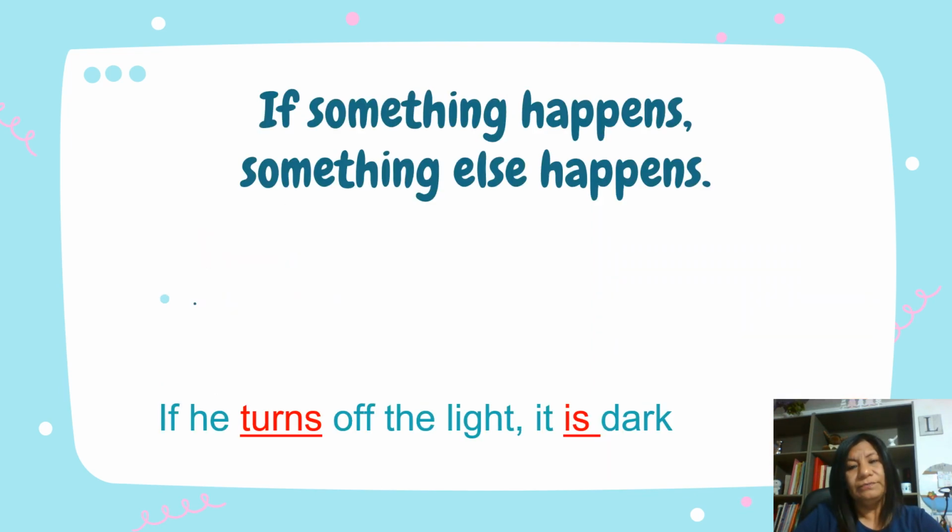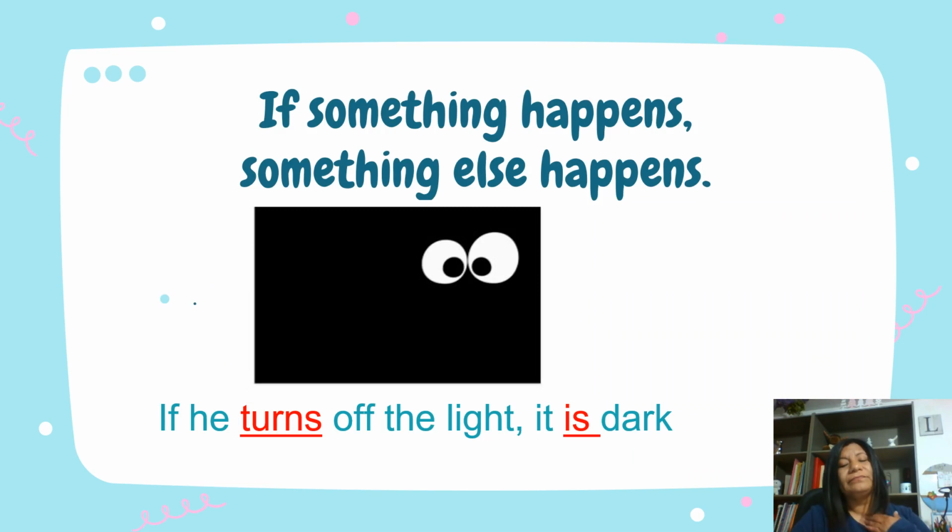Let's continue. If something happens, something else happens. Look at this example. If he turns off the light, it is dark. Look at the letters in red color. They are underlined because they are telling you that the tense that we are using is present simple. Turns. Look at the letter S. We use it because it's the third person, he, and it is dark. The verb to be in third person too is going to be is.